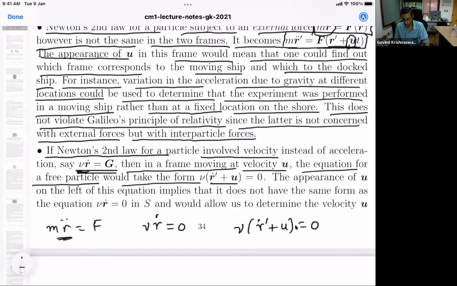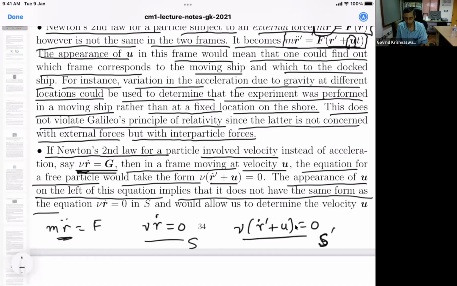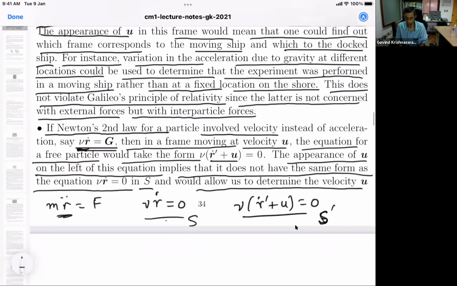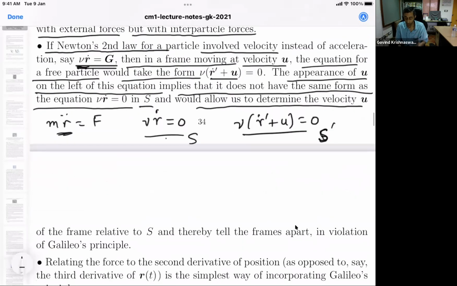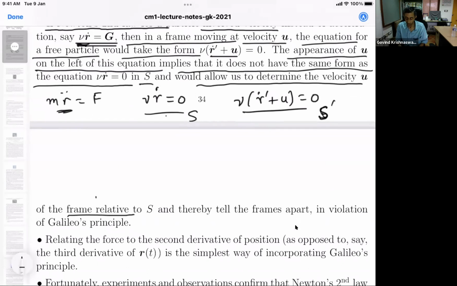So these two equations are not identical. In particular, the equation in the primed frame involves the velocity of the primed frame relative to the unprimed frame. The appearance of u in this equation implies that it does not have the same form as the equation nu r dot equal to 0 in S. So in principle, that would allow us to determine the velocity u of the frame S prime relative to S, and thereby tell the frames apart.